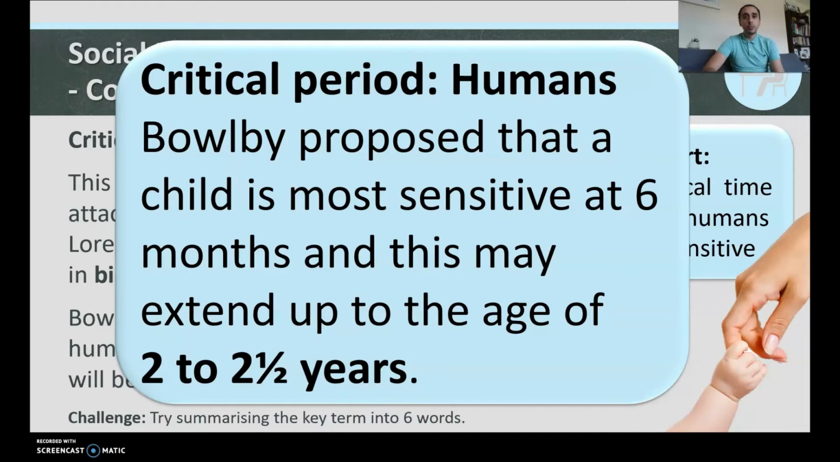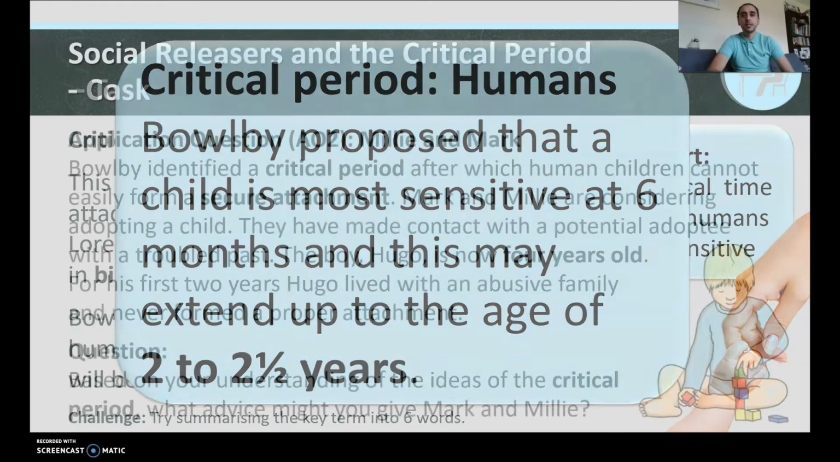Critical period in humans. Bowlby proposed that a child is most sensitive at around 6 to 7 months, and this may extend up to the age of around 2 to 2.5 years.